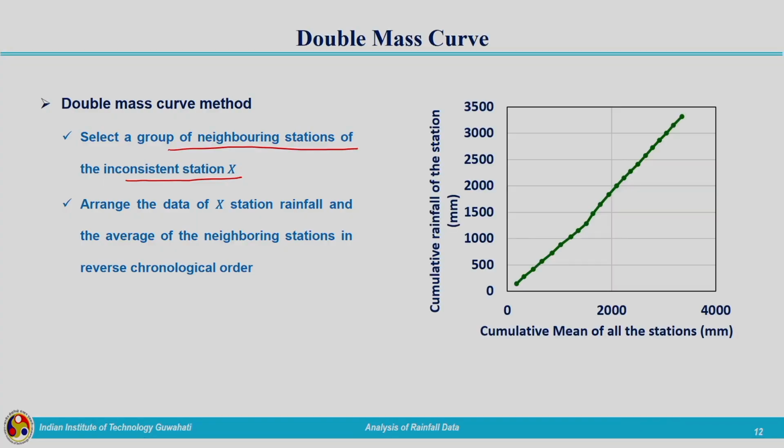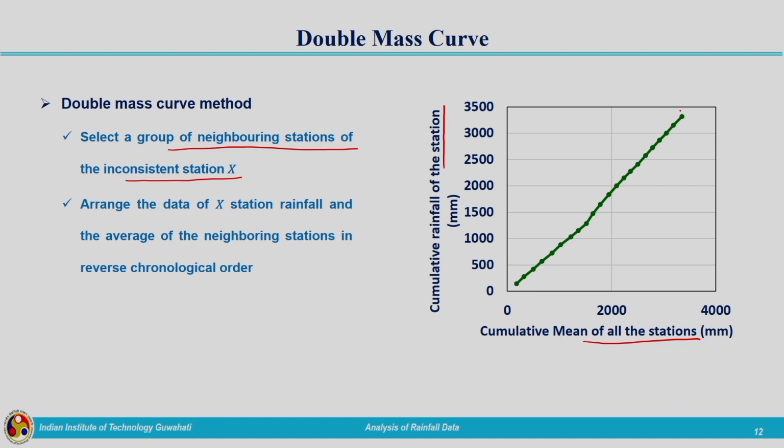How is this double mass curve plotted? Along the y-axis, we plot the cumulative rainfall data of the inconsistent station, and along the x-axis the cumulative mean of all the neighboring stations. So, for the y-axis we use the inconsistent data, and for the x-axis we use the average data from the neighboring stations. Both of these are cumulative data. We are plotting the ordinates of the mass curve for the inconsistent station and the average of the neighboring stations. Cumulative rainfall data will be plotted.